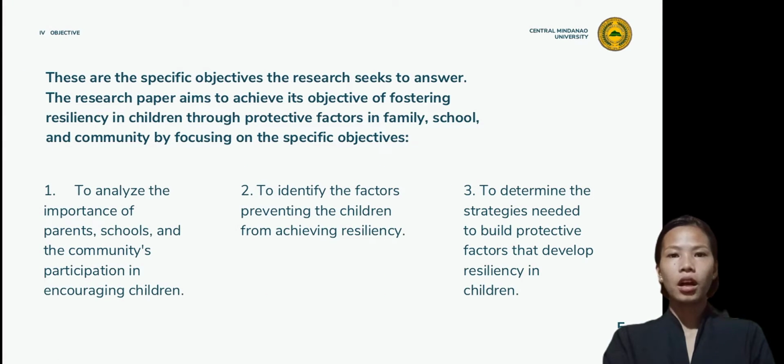These are the specific objectives the research seeks to answer. The research paper aims to achieve its objective of fostering resiliency in children through protective factors in family, school, and community by focusing on the specific objectives. First, to identify the importance of parents, schools, and communities' participation in encouraging children. Second, to identify the factors preventing the children from achieving resiliency. Third, to determine the strategies needed to build protective factors that develop resiliency in children.